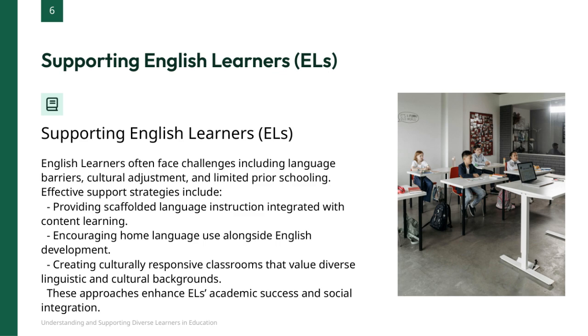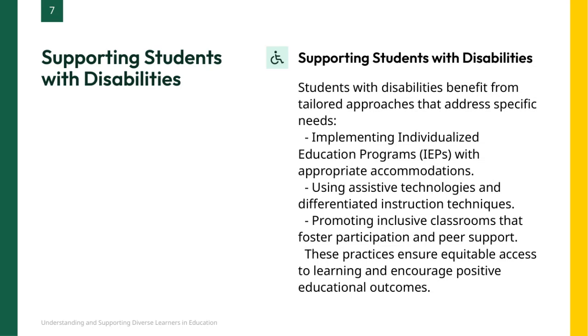When supporting students with disabilities, it's crucial to use tailored approaches that meet their unique needs. One key strategy is implementing individualized education programs, or IEPs, which provide specific accommodations to help each student succeed. Additionally, assistive technologies and differentiated instruction can make learning more accessible and effective for diverse learners.